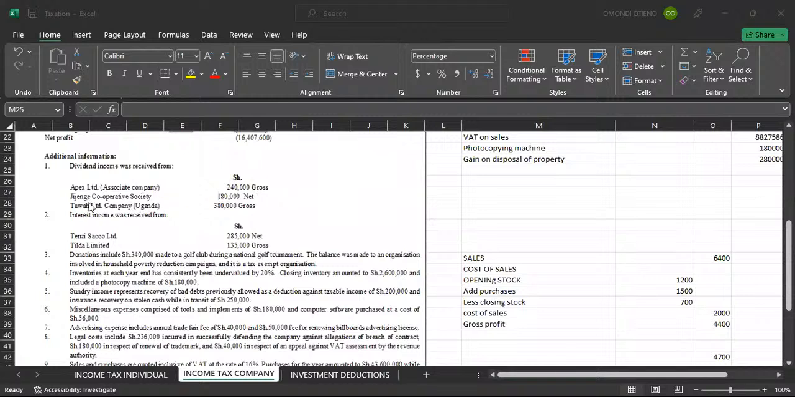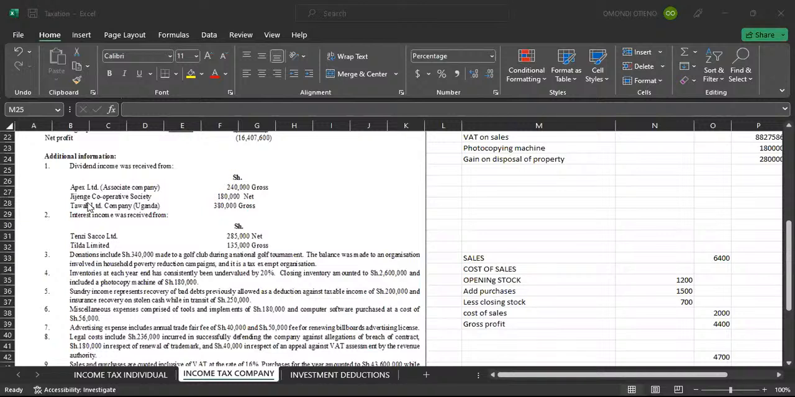Then we have Jijenge Cooperative Society having a value of 180,000. That is the dividends received from Jijenge Cooperative Society. So the dividends from cooperative societies are subjected to a withholding tax of what rate? They are subjected to withholding tax of what rate?